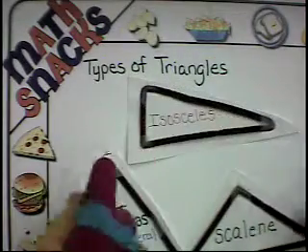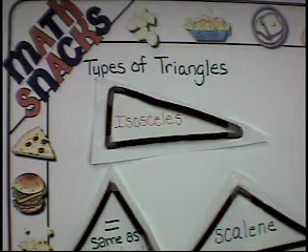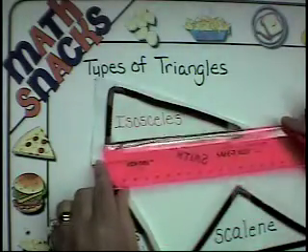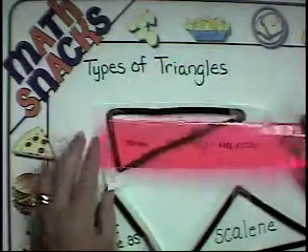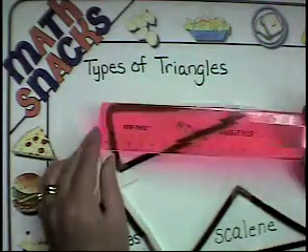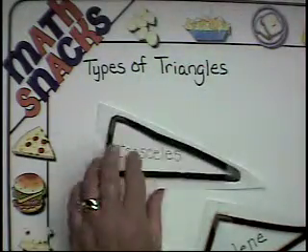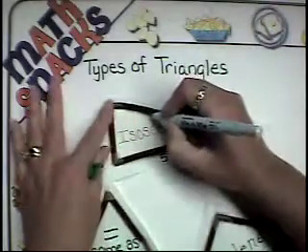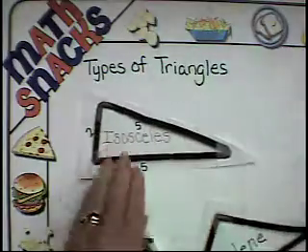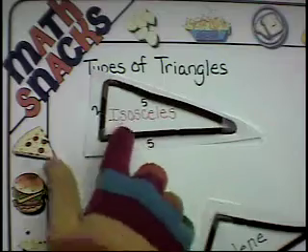Should we move on to the next one? Let's look at isosceles. What do you notice about the isosceles triangle? You might need to use your ruler to check this out. Well, this side length is 5, and this side length is 5, and this side length is 2. I'm going to write that down so I don't forget. 5, 5, and 2. So all isosceles triangles have 5, 5, 2. Well, not exactly, but what else do you notice?